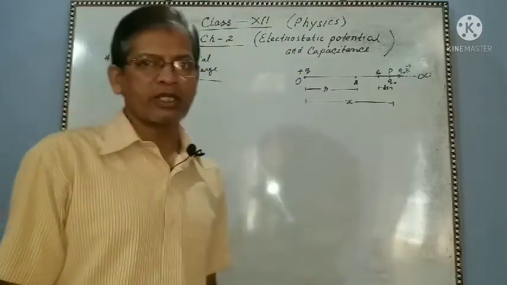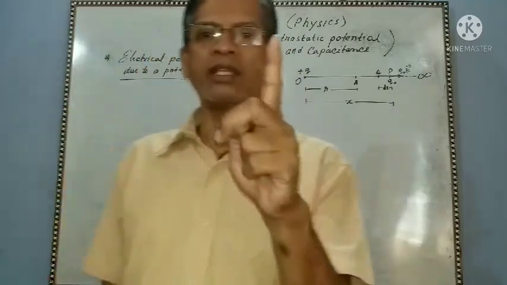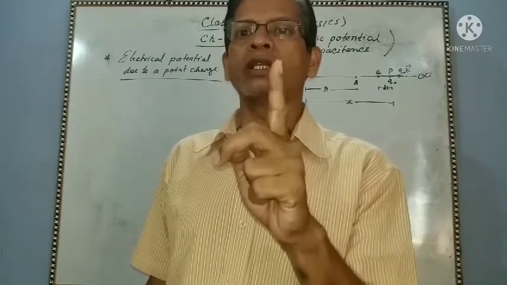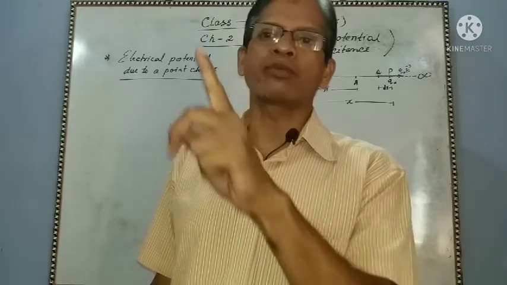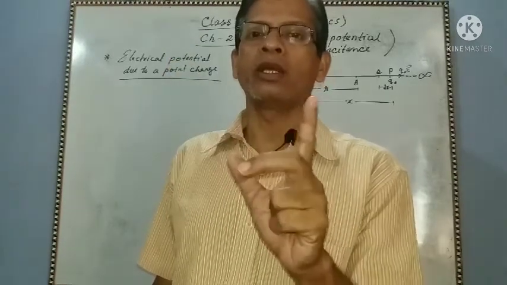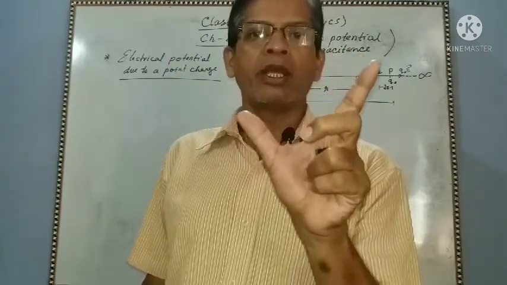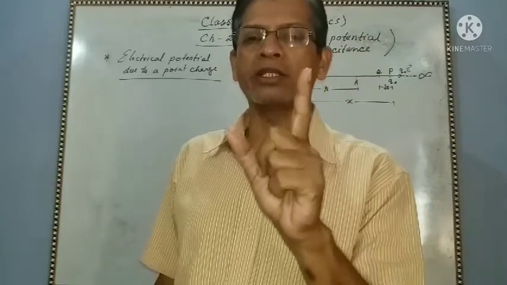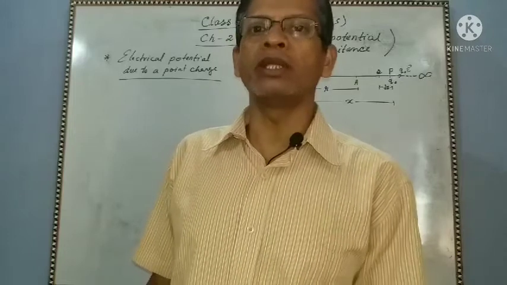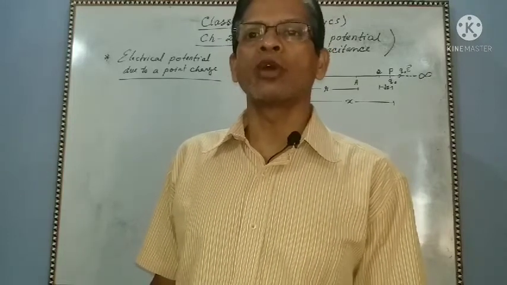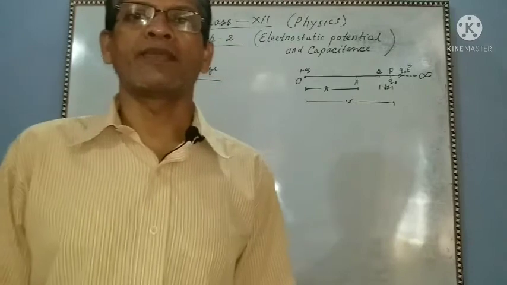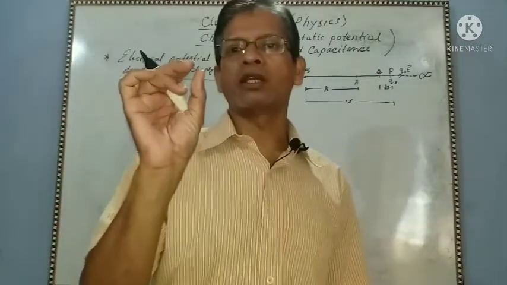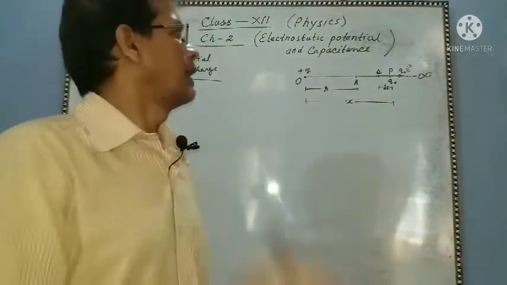Electric potential at a point is defined as the amount of work done in carrying a unit positive charge from infinity to that point. Again I am repeating, the electrostatic potential at a point is defined as the amount of work done in bringing a unit positive charge from infinity to that point. This is the electric potential and it is denoted by V.